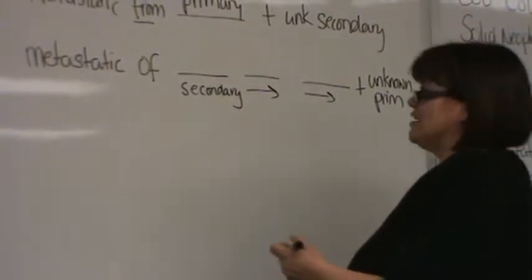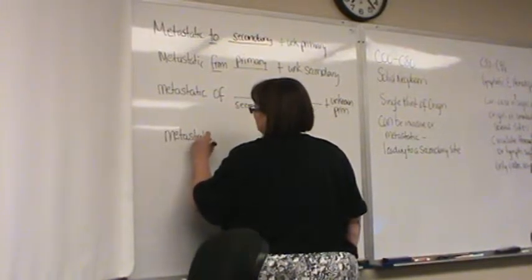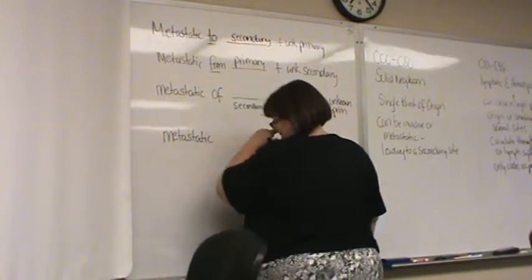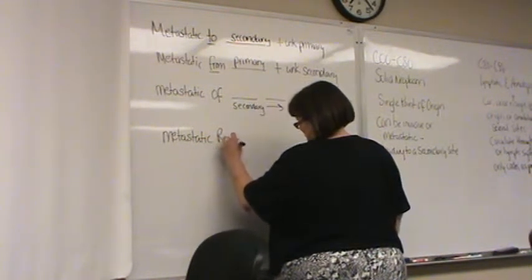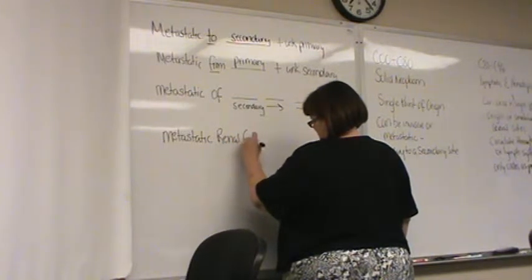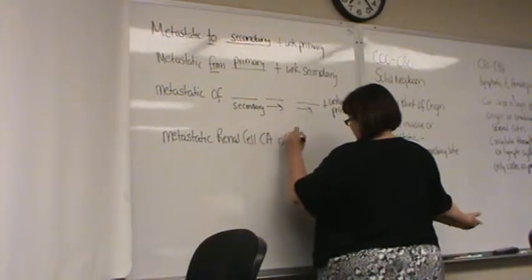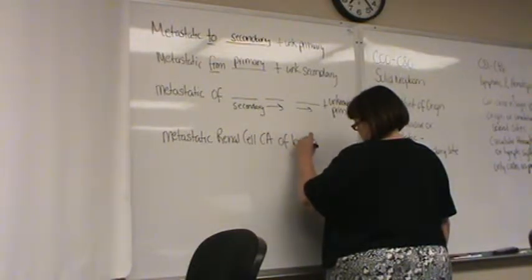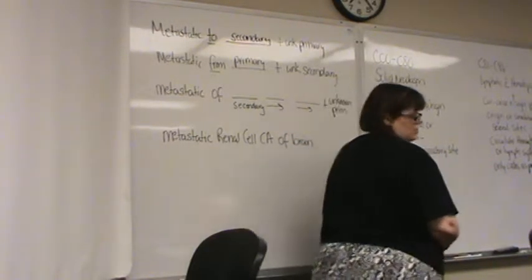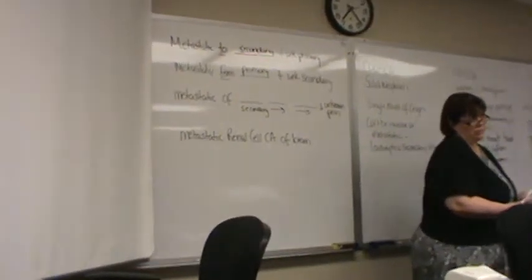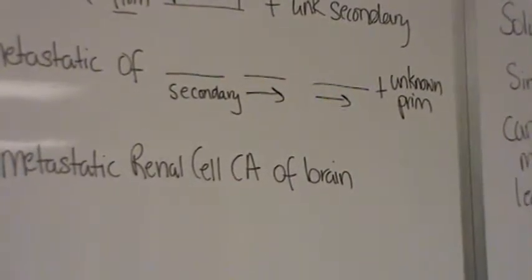Okay, so this is going to be of a single site. So you've got metastatic. Remember the examples they gave us is renal cell carcinoma of, let's say, the brain. Okay. Remember what we have to do in this case?